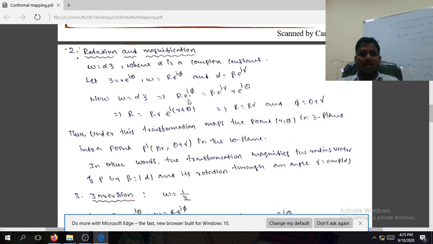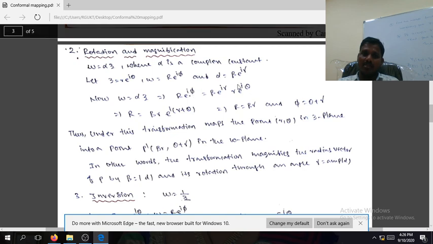Right? This can be written as R e to the power of i phi is equal to beta r e to the power of i into gamma plus theta. On comparing both sides, the coefficient of e to the power of i phi: on the LHS it is R, and here it is beta r. The power of e is phi, here it is gamma plus theta. So R is equal to beta r, phi is equal to theta plus gamma.